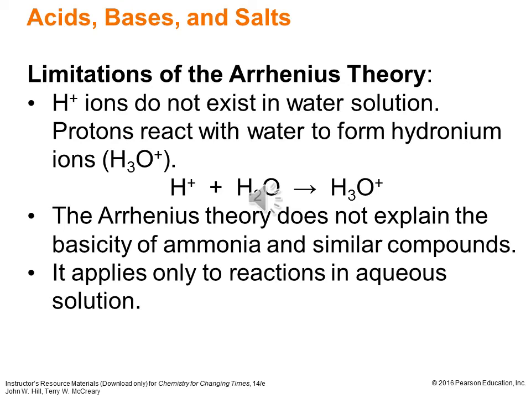So what will happen is they'll form what we call a coordinate covalent bond. The hydrogen ion, the proton, will be attracted to a lone pair of a water molecule, and you'll get the hydronium ion, H3O+. And that's not even entirely true either. There are other water molecules that surround it, and they sort of share that H+, so it gets very complicated, and the Arrhenius theory oversimplifies this drastically.